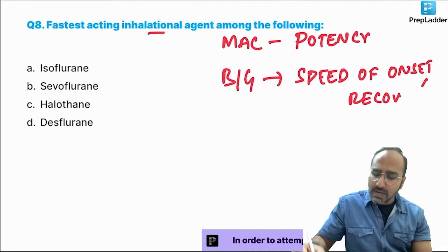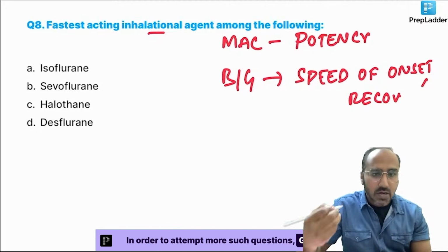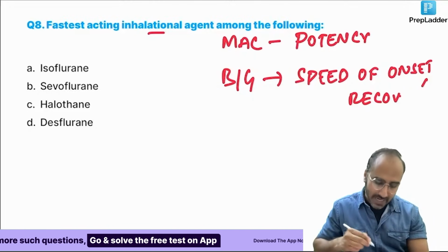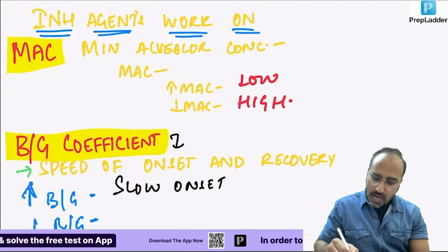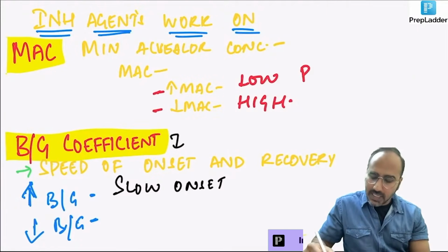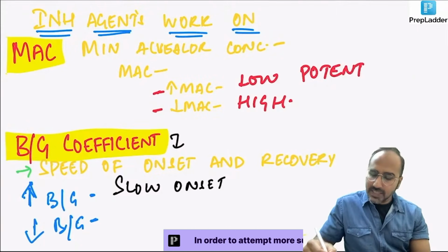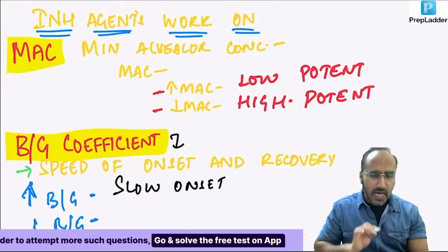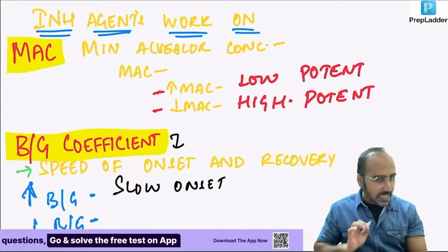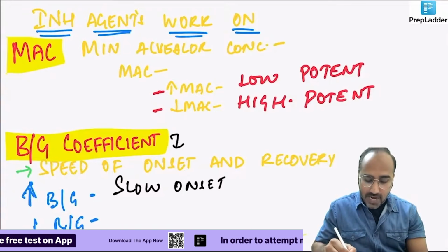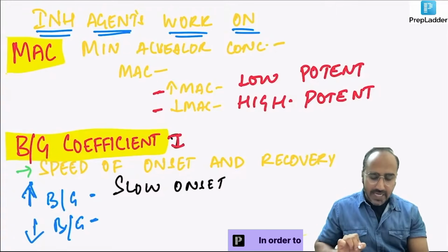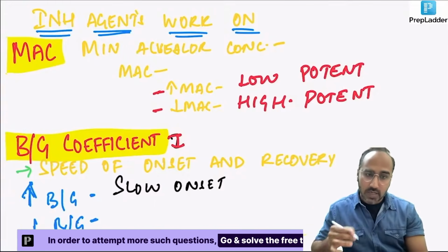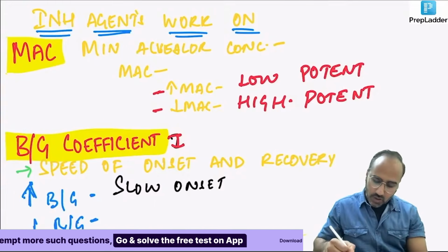But always remember, guys, MAC and potency are always opposite. Meaning what? High MAC is equal to low potency. Low MAC is equal to high potency. Leave the MAC. We are not discussing MAC. Our question was, which is the fastest acting inhalational agent? Who determines the fast or slow? It is the blood gas coefficient. High blood gas means slow onset. Low blood gas means fast onset.